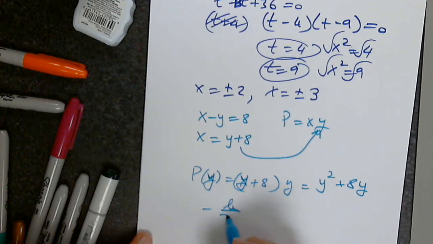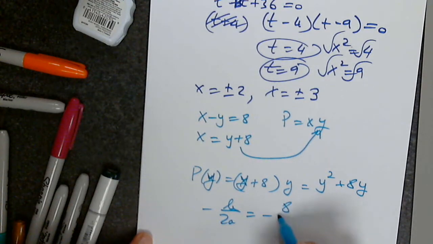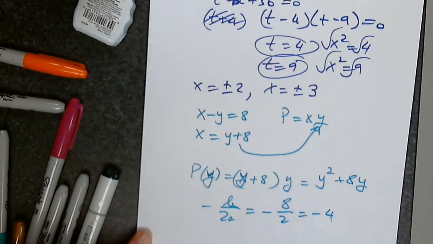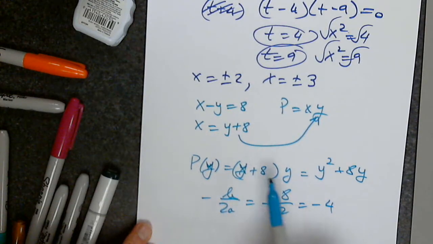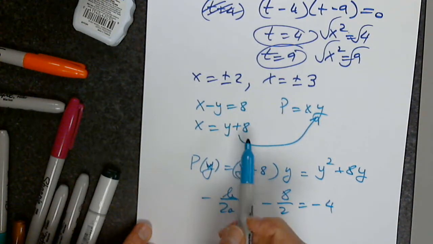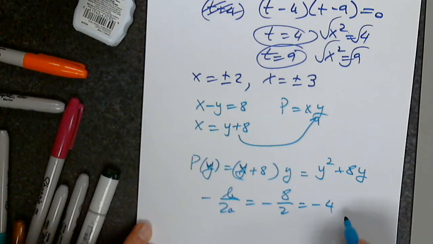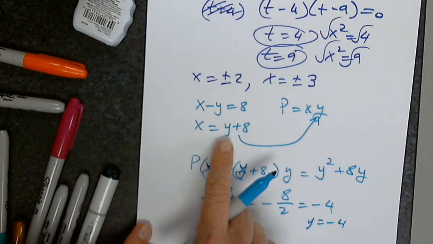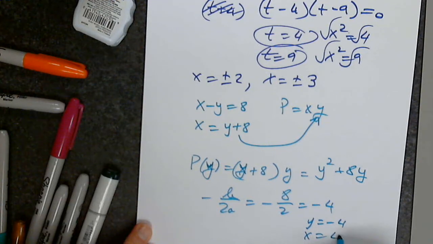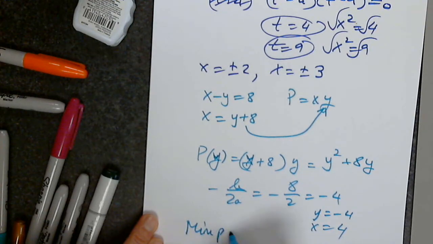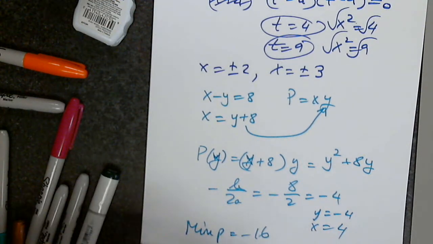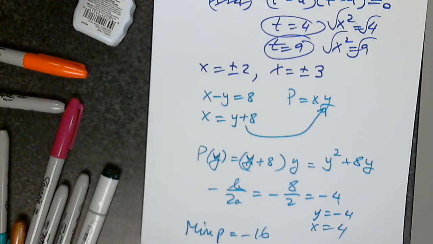Again, I have to find negative b over 2a, which is negative a divided by 2, which is negative 4. If y is negative 4, then x is 4. And the minimum product is negative 16. So the minimum product is negative 16, and the numbers are x equals 4 and y equals negative 4.